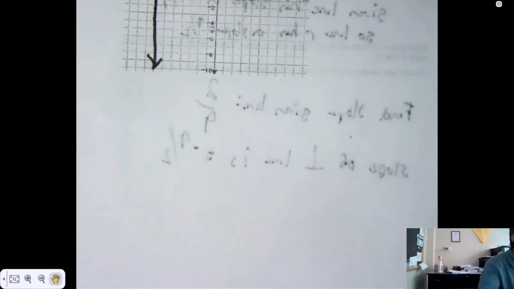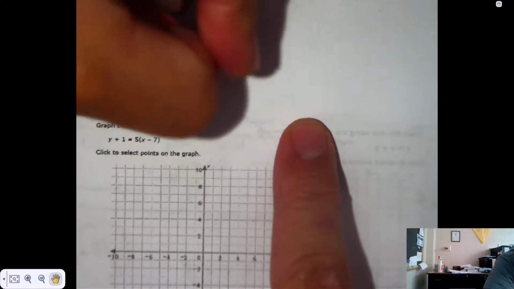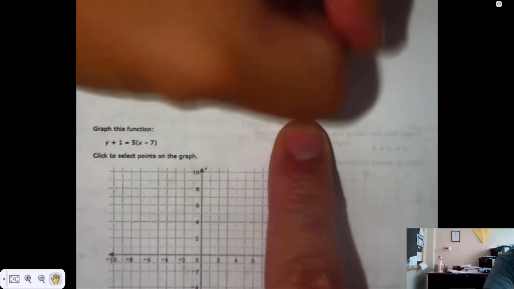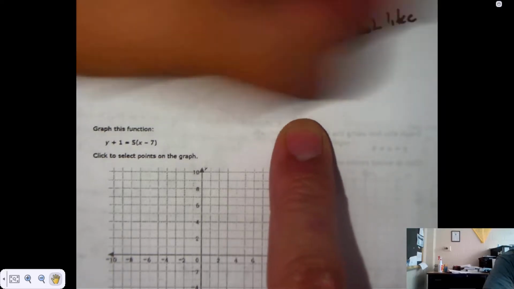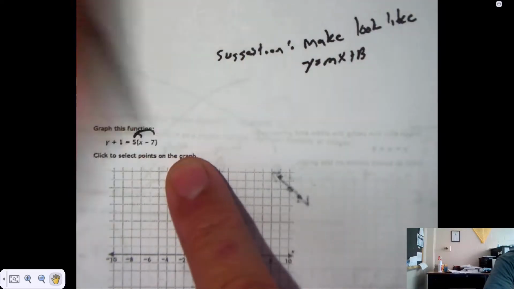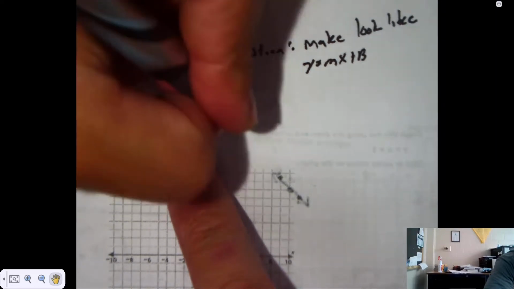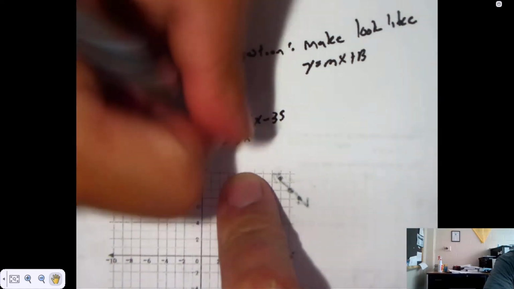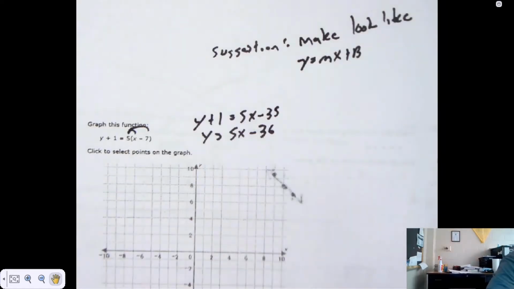All right. What do you want to do with that? All right, I'm going to entertain you. So this is a suggestion: make it look like y equals mx plus b. So we'll do that. We'll have y plus 1 equals 5x minus 35. We shall take 1 away and we'll have 5x minus 36. It's a good suggestion. If you were freehanding graphing, it'd be perfect.